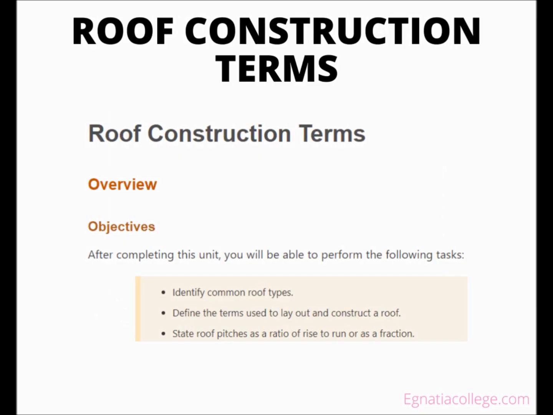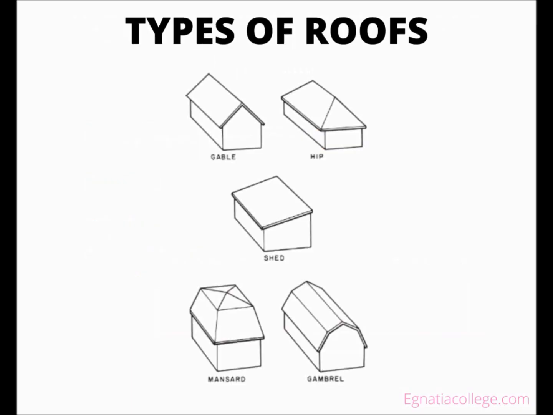Roof construction terms. After completing this unit, you will be able to perform the following tasks. Identify common roof types. Define the terms used to lay out and construct a roof. State roof pitches as a ratio of rise to run or as a fraction. Types of roofs. Several types of roofs are commonly used in residential construction. Variations of these roof types may be used to create certain architectural styles.